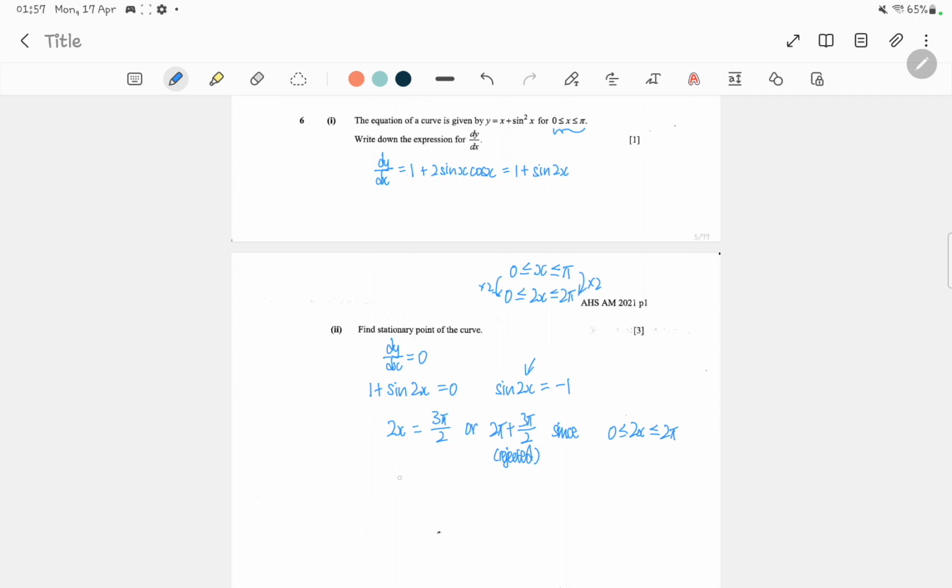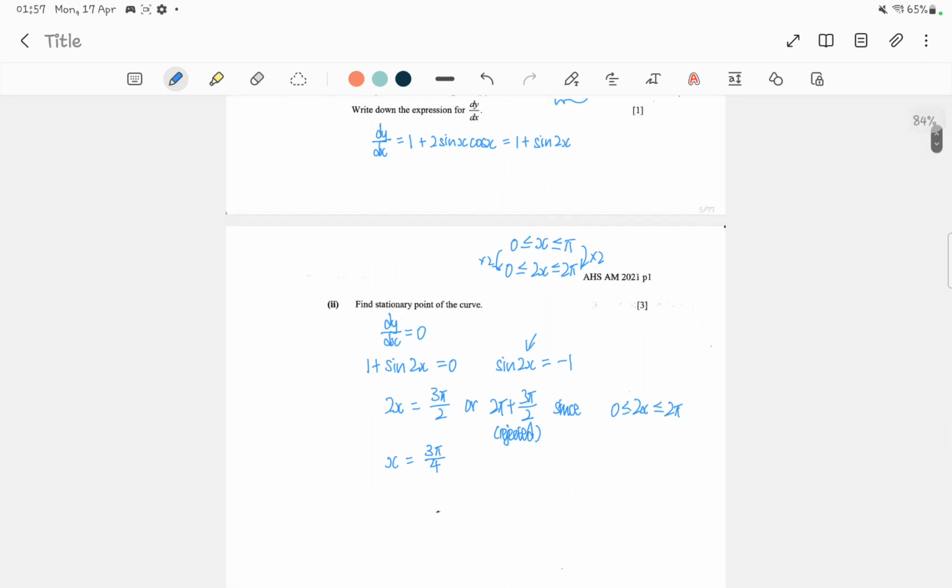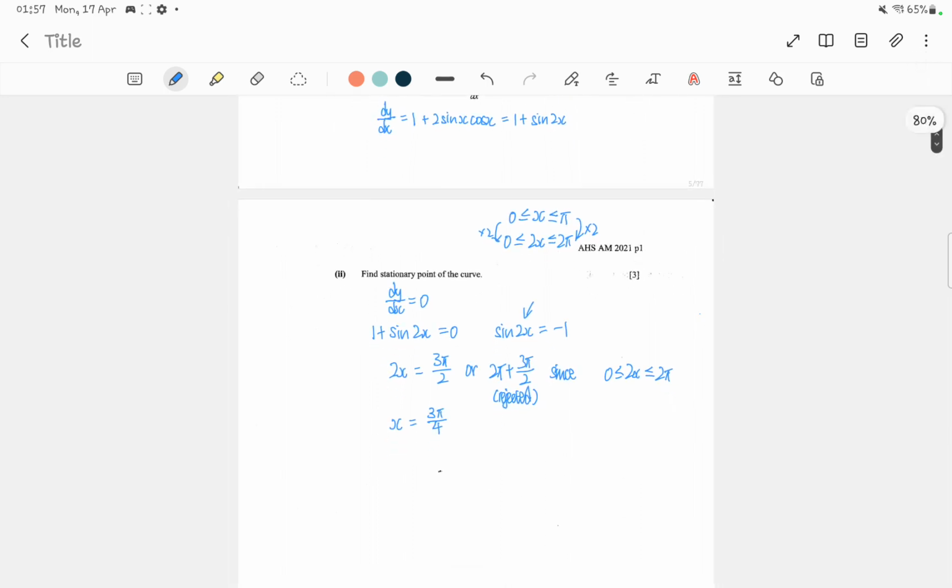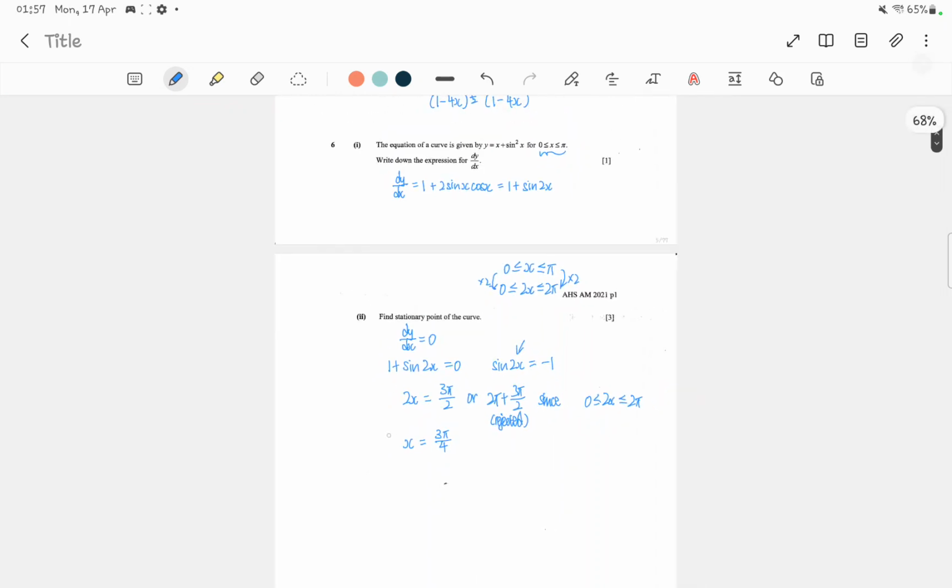Okay, in that case, let's find the value of x. We divide the 2 over. So this is actually 3 pi over 4 radians. Okay, so we have the x coordinate of the stationary point now. In order to find the y coordinate of the stationary point, we need to substitute this value of x into the equation of the curve over here. So y is equals to 3 pi over 4 radians plus sine squared 3 pi over 4 radians.